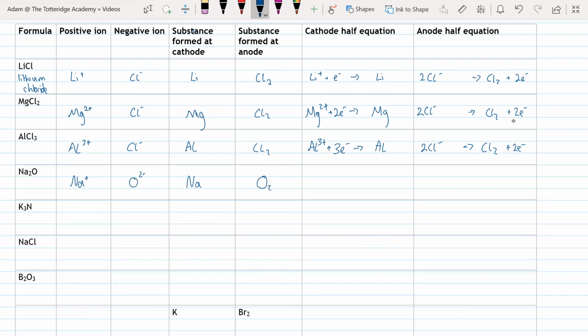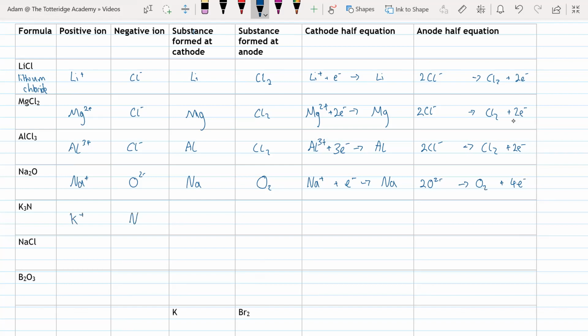If you wrote only O, stop the video now and make your correction here, because you'll have made a mistake there as well. Remember that oxygen as a gas is O2, so I'm going to have Na+ plus e minus forms Na, and over here I'm going to have two O2 minuses forming O2, and in this case 4 e minus. And again, if you don't know how to do that, go back to the previous video where we did the half equation for oxygen.